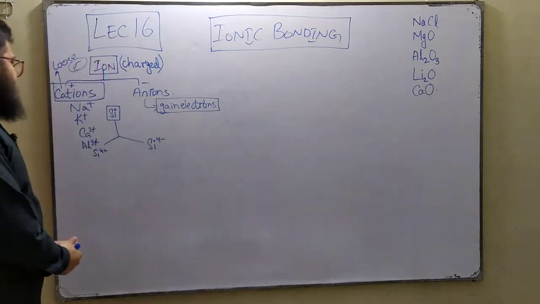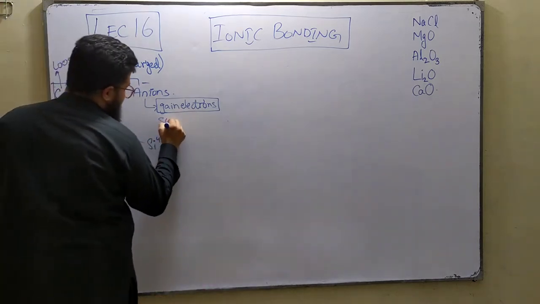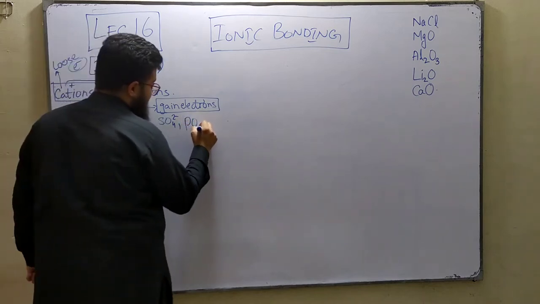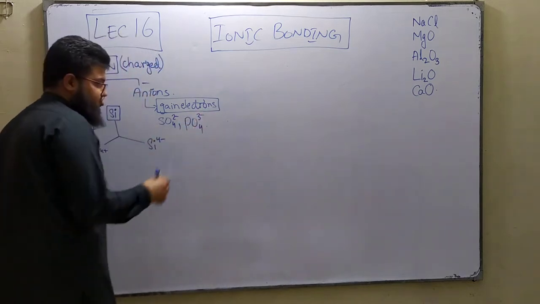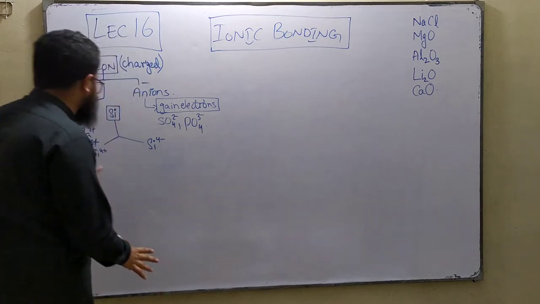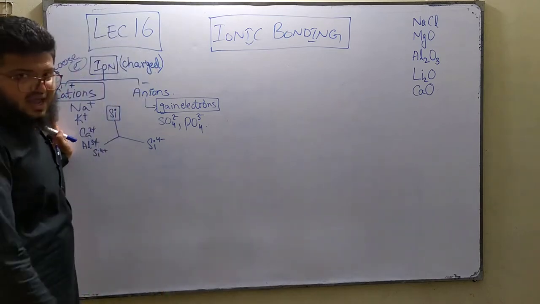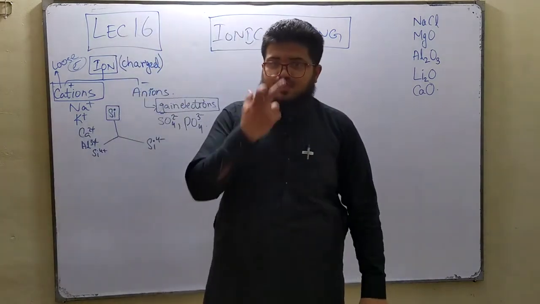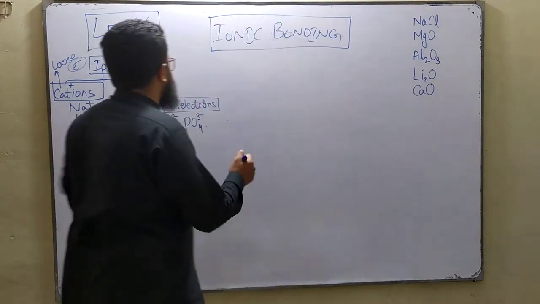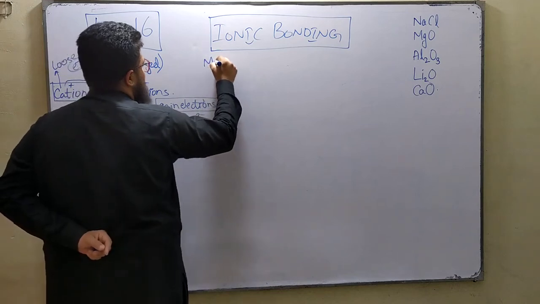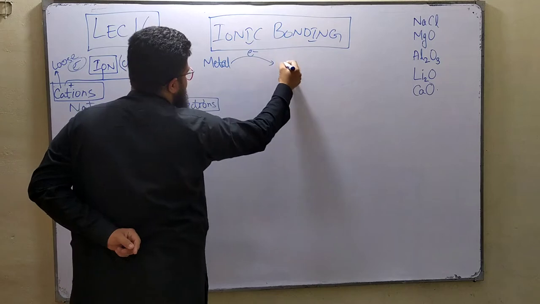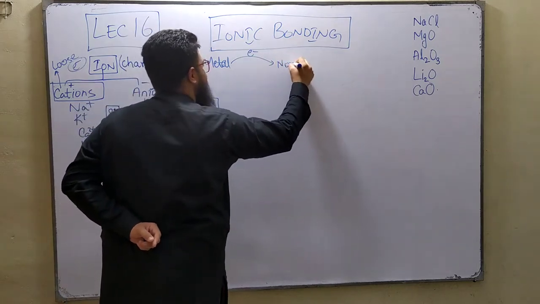And you know many ions which are negatively charged. For example, sulfate is a negatively charged ion, phosphate is a negatively charged ion, etc. Now the bonding that is formed between a positive cation and a negative anion is called ionic bonding. Okay, in ionic bonding, a metallic ion or a positive ion loses an electron, and that same electron is gained by a non-metallic element.